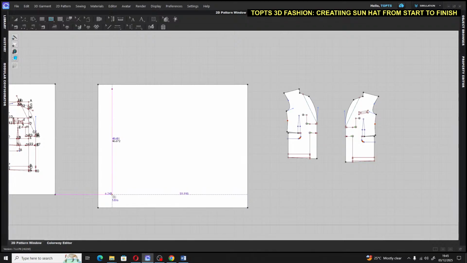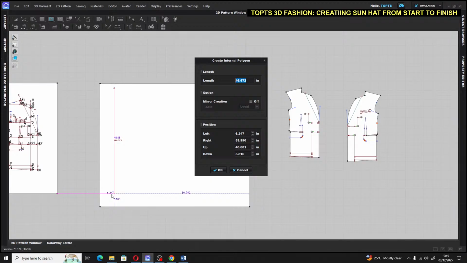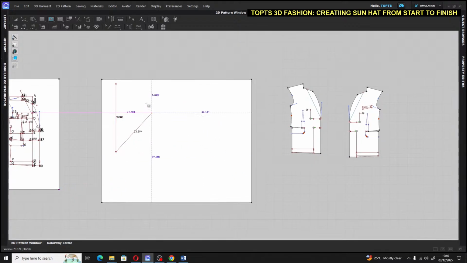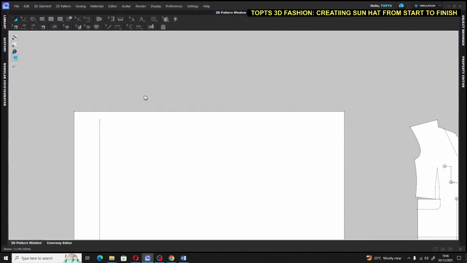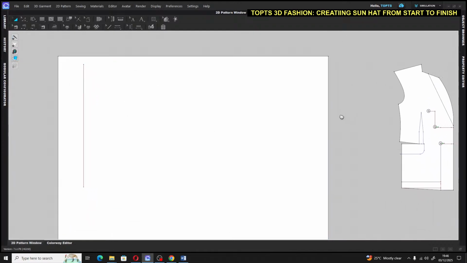Let me make it straight. I make the length 30. I have no problem with that. That is the length of our sleeve. We have actually got the length of our sleeve.